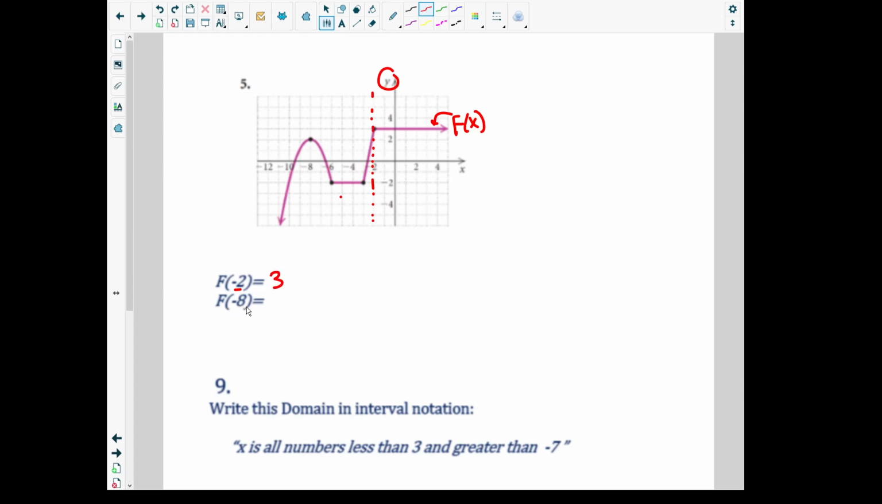And here, f of negative 8 means where on the graph is negative 8. Oh, that's the only point that's negative 8. So when you plug negative 8 in for x, you get 2 for y. So that's 2. Now, I'm interchanging f and y on purpose here for you. Because y, you understand that y is how high or how low you are in a graph.